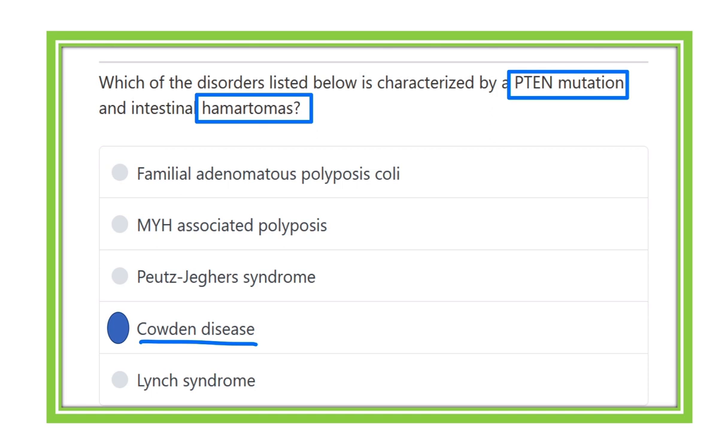On the other hand, in case of familial adenomatous polyposis coli, it presents with more than 100 polyps on colonoscopy. MUTYH-associated polyposis, usually not this condition. In Peutz-Jeghers syndrome, there are blackish spots around the mouth. And Lynch syndrome is usually right-sided colon cancer. So PTEN mutation and hamartoma, this combination is the diagnosis for Cowden disease.